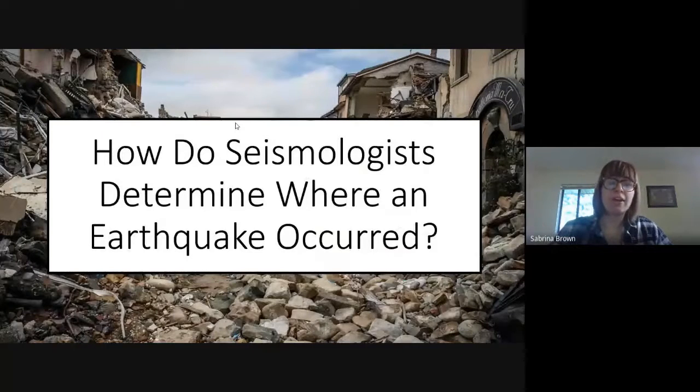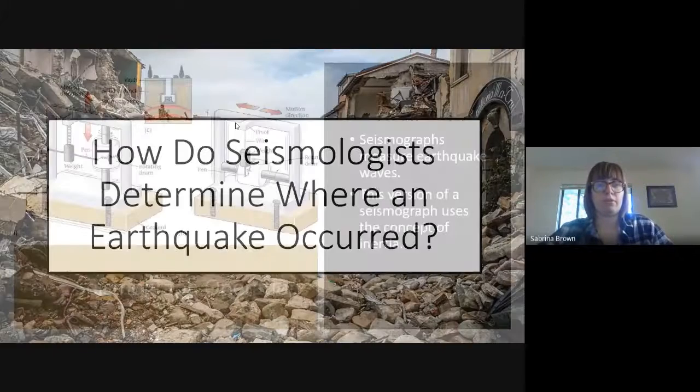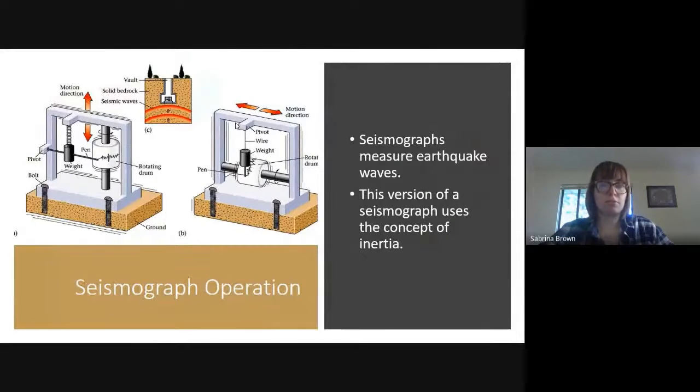Cool. So how do seismologists determine where an earthquake occurred? So seismologists, who are just scientists who study earthquakes, use a piece of equipment called a seismograph to measure earthquake waves. There's lots of different versions. Some of the older ones are based on the concept of inertia, where you have a hanging weight and then a pen on paper. And as that weight moves with the motion of the Earth, it writes a squiggly line on that paper.